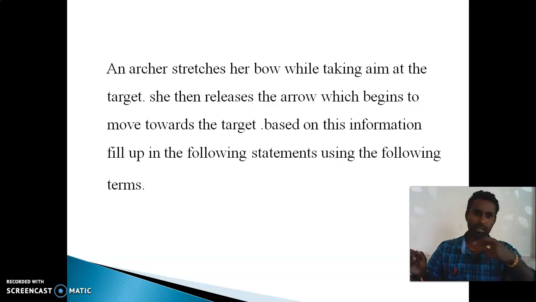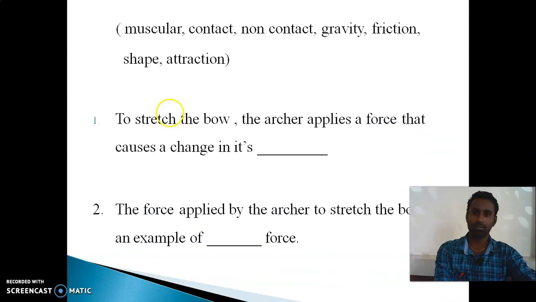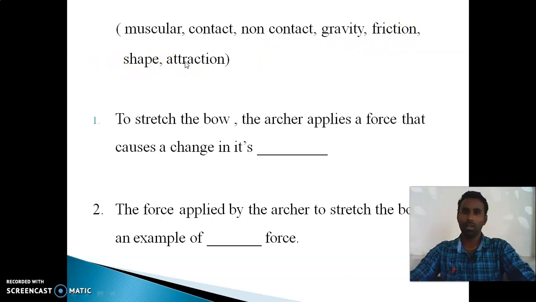So at the time when she releases, it will go, right? So the arrow begins to move towards the target. Based on the information, fill up the following statements using the following terms. So they will give some terms. By using the terms, you can fill the statements. The terms are, see here: muscular, contact, non-contact, gravity, friction, shape, attraction. Out of these keywords we have to fill in the blanks.